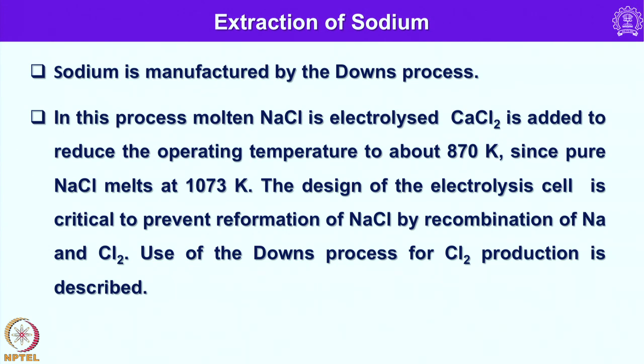The design of the electrolysis cell is critical to prevent reformation of sodium chloride by recombination of sodium and chlorine. And before that, let us look into some facts that are concerned about Down's process. As I mentioned, we are adding some calcium chloride or barium chloride or strontium chloride, or in some cases sodium fluoride can also be added to reduce the temperature required to perform electrolysis in liquid phase. And sodium chloride melts at 801 degree centigrade or 1074 Kelvin. But a salt mixture can be kept liquid at a temperature as low as 505 degree centigrade. But to achieve this low temperature, one has to add considerable amount of calcium chloride.